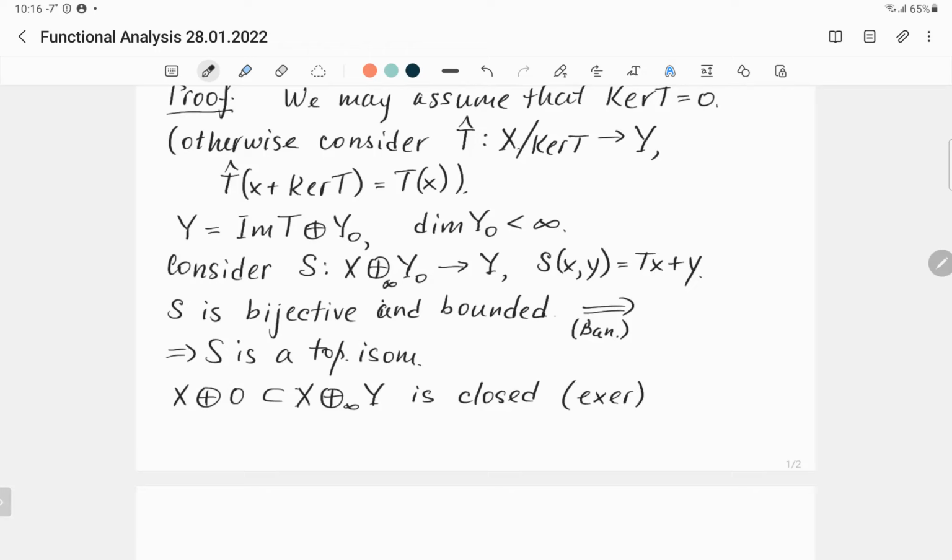So it is closed, and S is a topological isomorphism, that is a linear homeomorphism. And the homeomorphism always takes closed sets to closed sets. So we conclude that if we apply S to this subspace, then this will be a closed subspace in Y. But what is this? S applied to X plus 0 is nothing but the image of T, just by construction. And so we conclude that the image of T is closed. And this completes the proof.